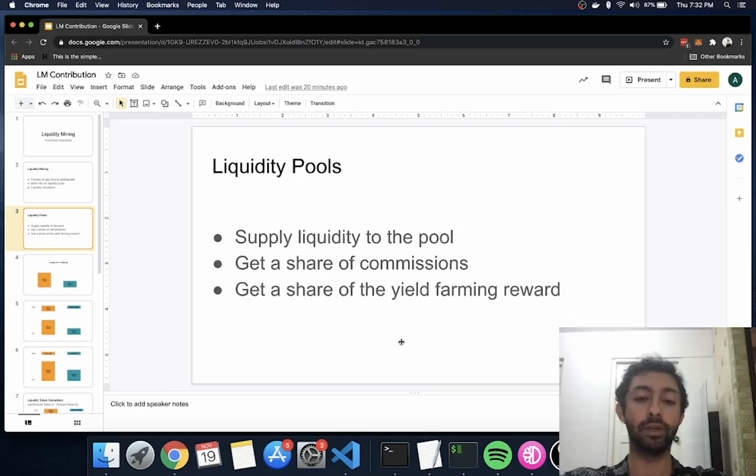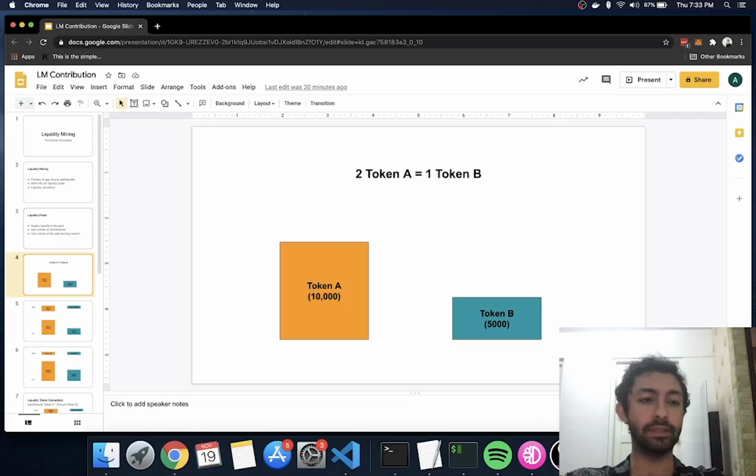So again, liquidity pools: you supply liquidity, and that entitles you to a share of the commissions and a share of the yield farming reward. Now, the yield farming reward is a daily sum that we will be giving out in DeFi, simply for participating in our pools. So it's just a reward that you get simply for supplying liquidity to a pool.